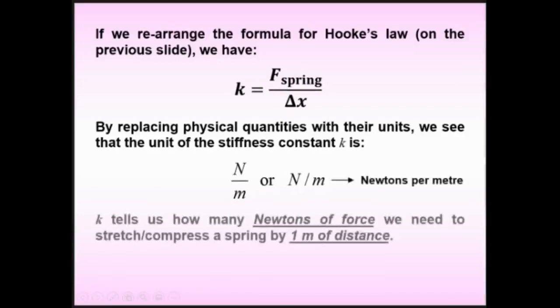newtons per meter. K tells you how many newtons of force you need to extend it by 1 meter. Remember, because it's 1 to 1. This is 1 right here. So it tells you how many newtons of force do you need to stretch or compress a spring by 1 meter of distance. By the way, you almost never stretch it by 1 meter. You never do. You usually stretch it by a few centimeters or a few inches.